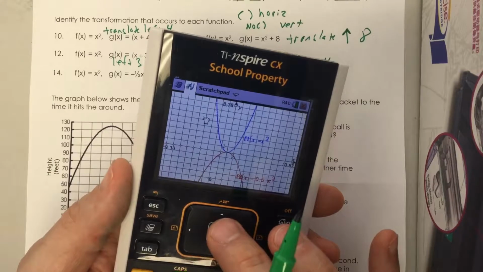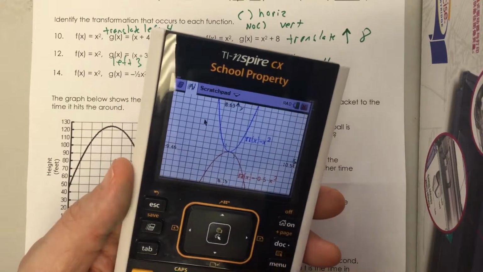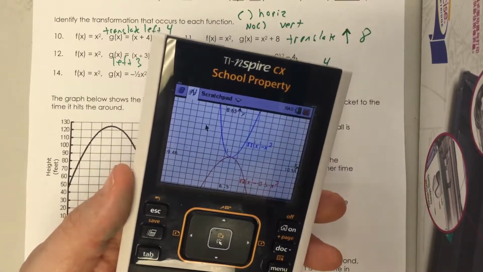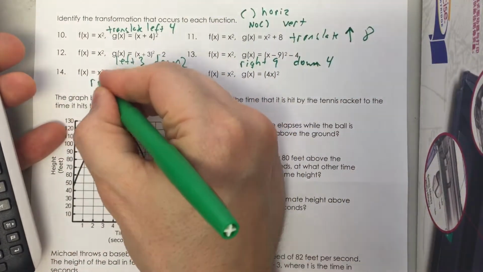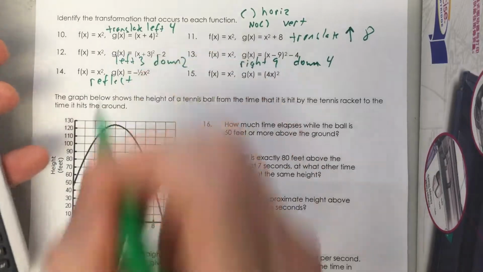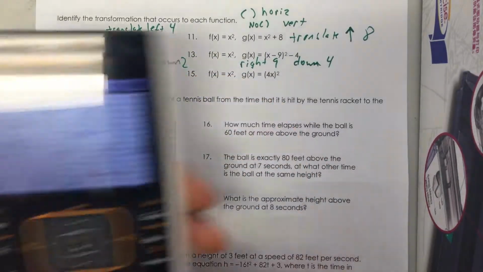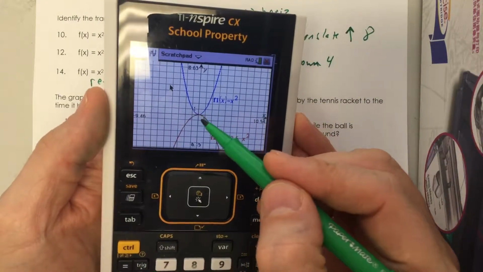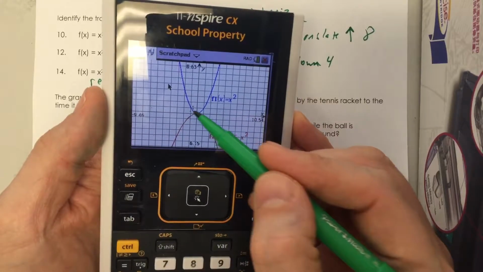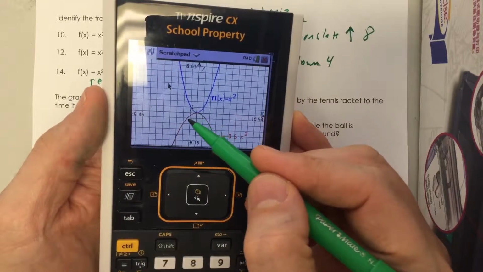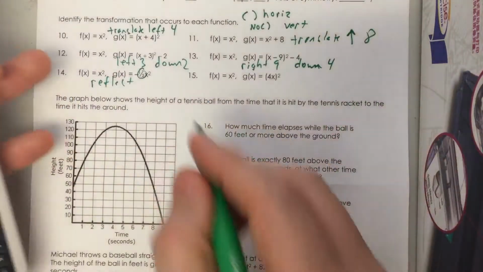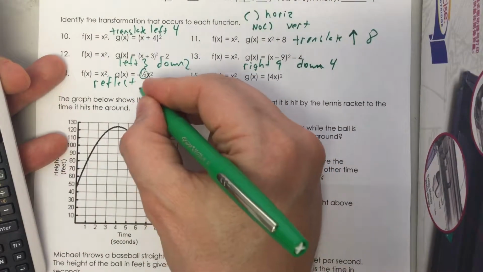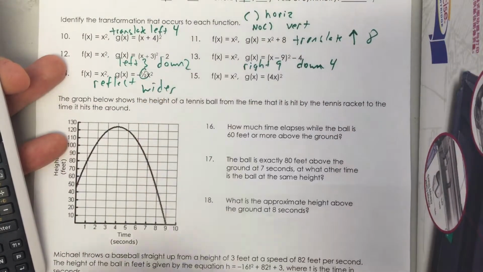Now, two things happened. The negative sign made it reflect, right? It reflected across the x-axis. So that's a reflection. But that half also made it slightly wider. If you see, here it goes right at negative 1, 1, and here it goes a little bit past it, right? So the smaller value, smaller than 1 value, made it get wider.